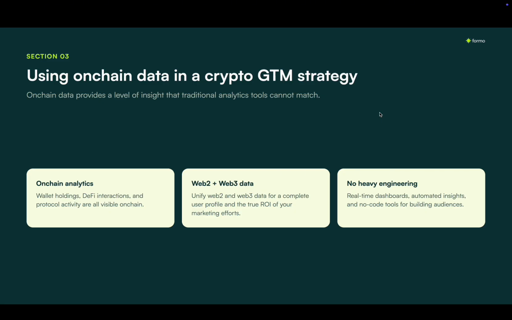On-chain data adds another layer to the GTM strategy. Wallet holdings, DeFi interactions, and protocol activity are all visible on-chain. When that data is combined with Web2 data, teams can build a more complete user profile and measure the true ROI of marketing efforts. The operational layer can include real-time dashboards, automated insights, and no-code tools for building audiences.